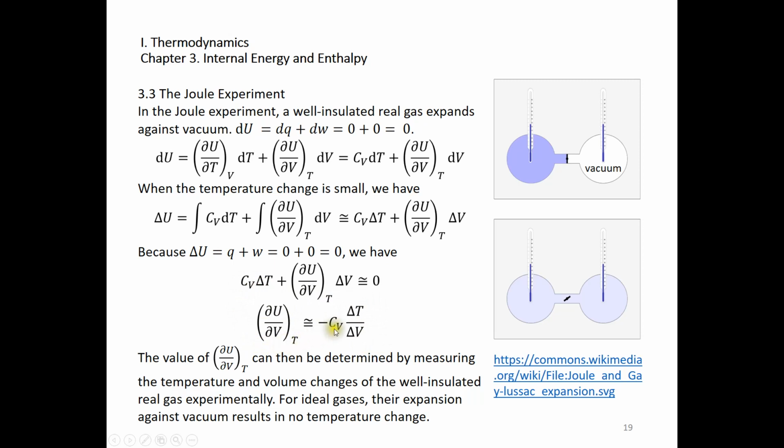Somehow, if we measure the temperature change and the volume change, and if we know the molar heat capacity of the substance, we can compute this. We can compute ∂U/∂V, and it's non-zero for a real gas. By the way, this is 0 for an ideal gas. So if we do the same experiment for an ideal gas, after expansion, there's no temperature change. But if we do this experiment on a real gas, the temperature will likely change.